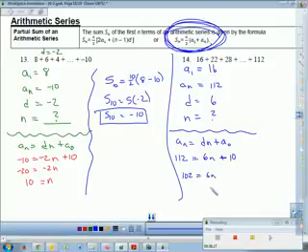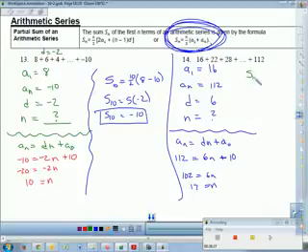102 equals 6n, and n better be an integer. Oh man, I hope 102 divided by 6 comes out nice. What'd you get? 17. That means there are 17 terms in this series. I keep saying sequence, I'm sorry. There are 17 terms that we're going to add together in this particular series.